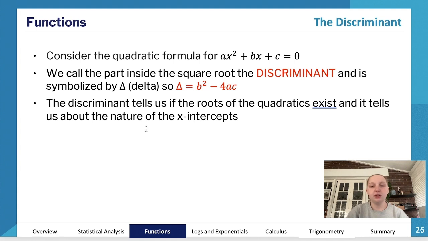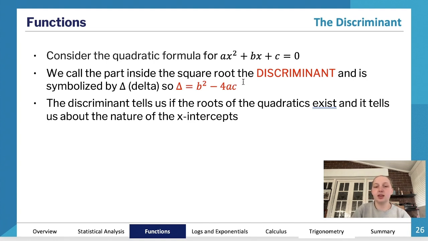So the discriminant will tell you if the roots of the quadratic equation exist, and it'll tell you about the nature of the x-intercepts. Now, the reason that this occurs is because if whatever this is equal to is less than 0, you're going to get a negative number, and you can't have a negative number underneath the square root sign.